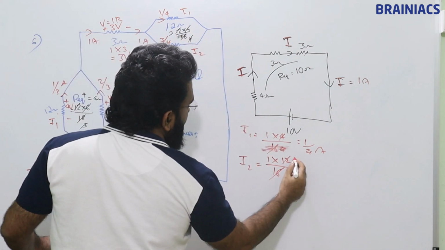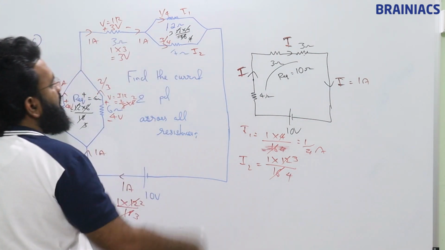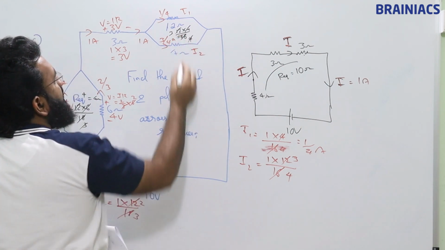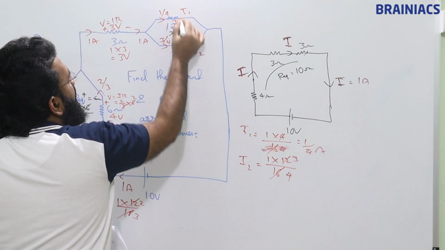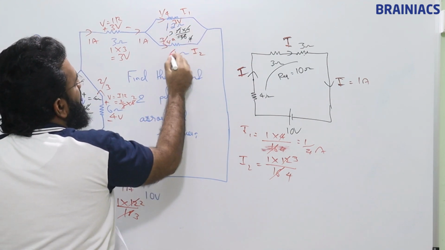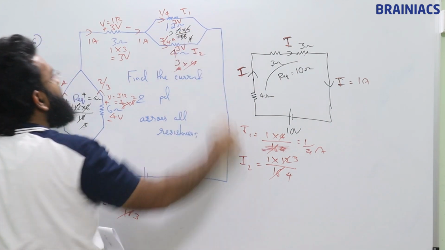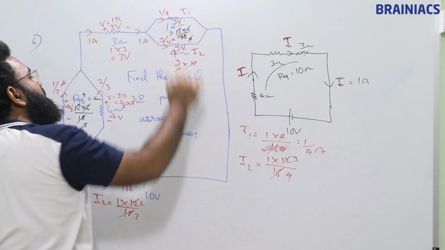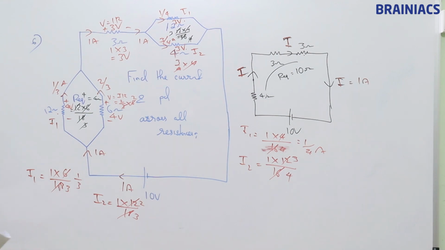So I2 is equal to 1 into this branch current 12 divided by total is 16. So here it is going to be how much? 3, and here it is going to be 4. So this is going to be 3 by 4 ampere. So 1 by 4 into 12, this is going to be 3 volt. 3 by 4 into 4, 4 cancel. This is going to be again 3 volt. If we find here 3 volt, this is also going to be 3 volt. So all the branches current and all the voltages we found. Is it clear or what?